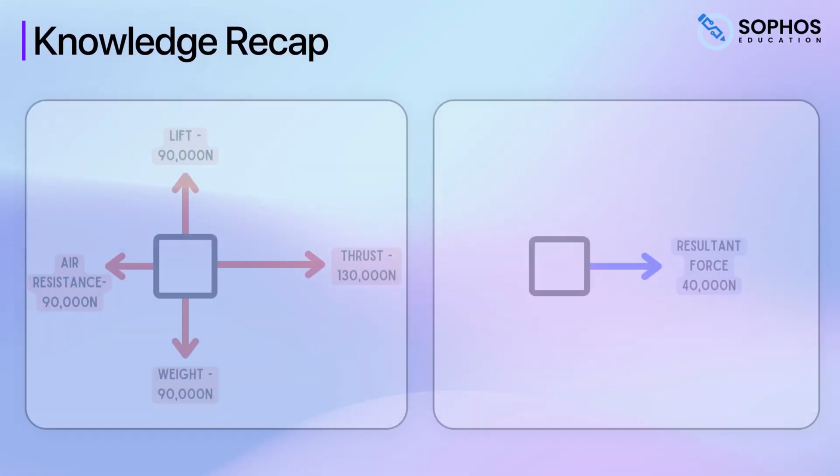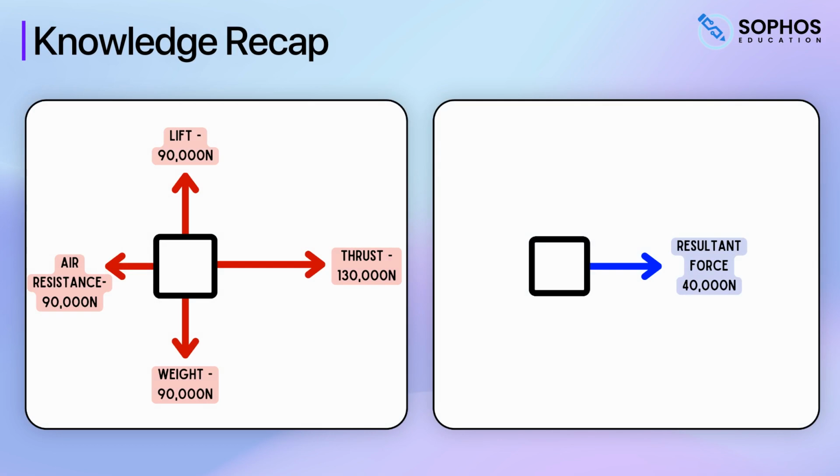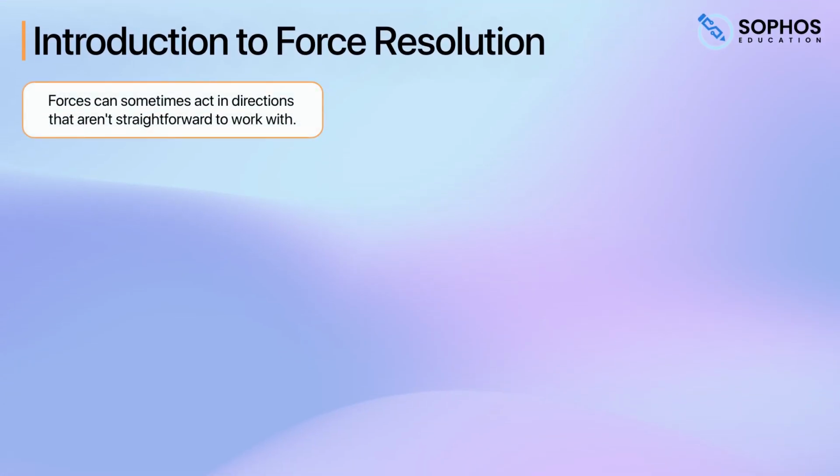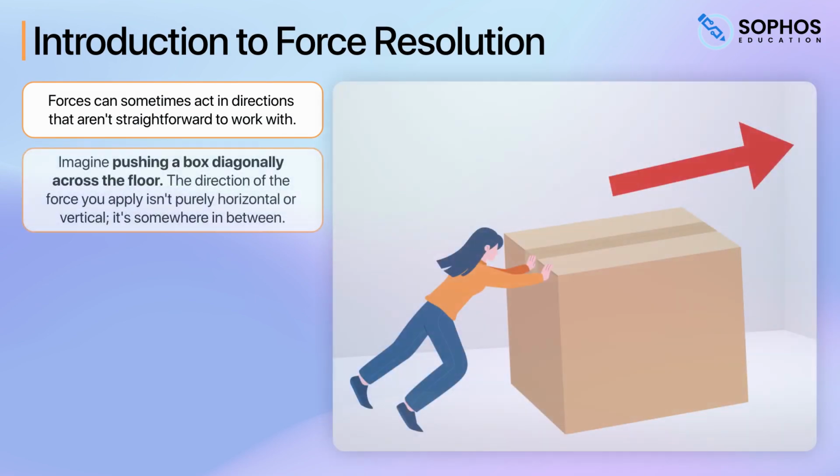So far, you have learned that the resultant force is a single force that has the same effect as all the original forces acting together. Building on this foundation, we can now dive into resolving forces. Forces can sometimes act in directions that aren't straightforward to work with. Imagine pushing a box diagonally across the floor. The direction of the force you apply isn't purely horizontal or vertical, it's somewhere in between. These kinds of forces can be complicated to work with directly when trying to analyze their effects.